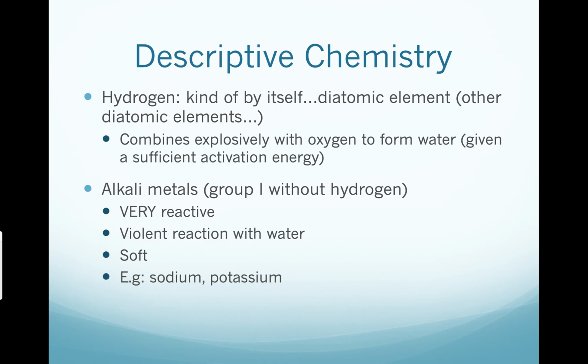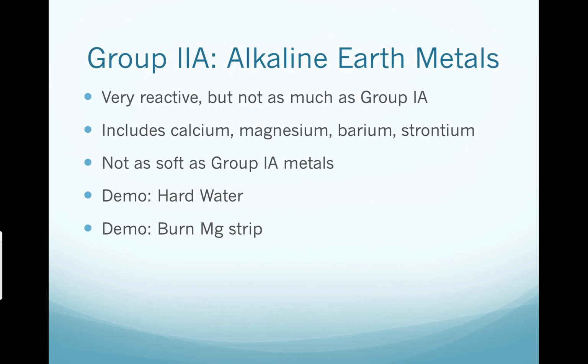Alkali metals, this is group 1A, not including hydrogen. They're very reactive, with a violent reaction with water, and soft. Examples are sodium, potassium. Group 2A, alkaline earth metals, very reactive, but not as much as group 1A, includes calcium, magnesium, barium, strontium. Not as soft as group 1A. Demonstrations would be hard water or burning a magnesium strip. You can look at both of those as YouTube videos, demonstrations of group 2 alkaline earth metals.